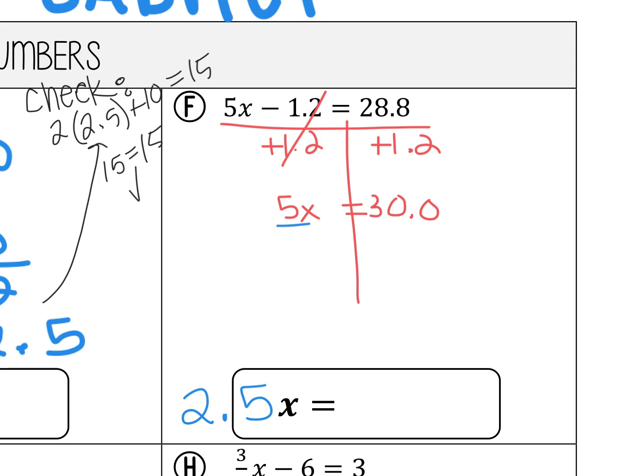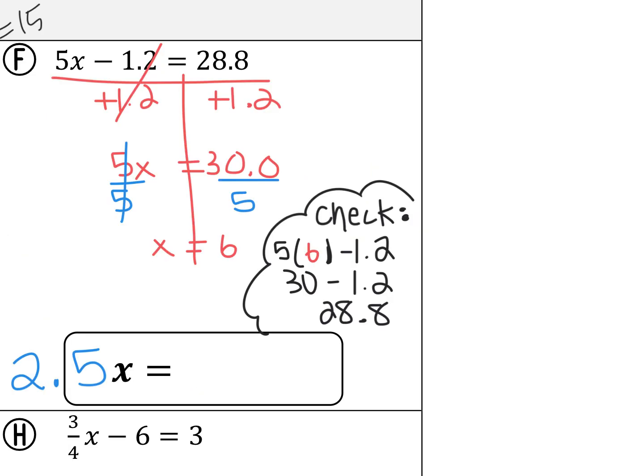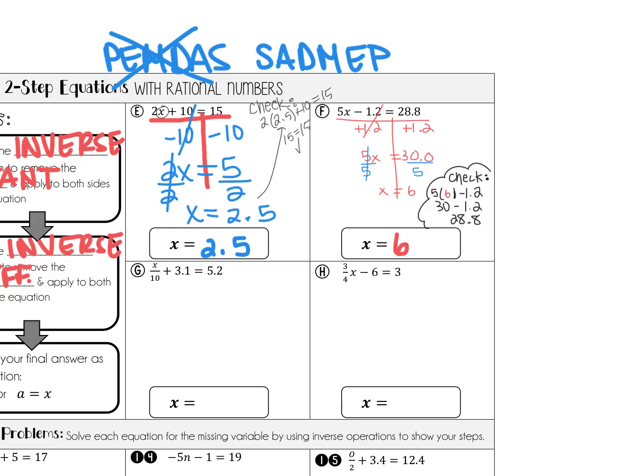The opposite of multiplication is division. Recall that you'll divide by the coefficient. That isolates the variable on the left and gets us a quotient of 6 on the right. Let's do a quick check. When we substitute 6 in for x to the original equation, we do get 28.8, verifying that our solution is indeed 6. Let's move on to examples G and H.